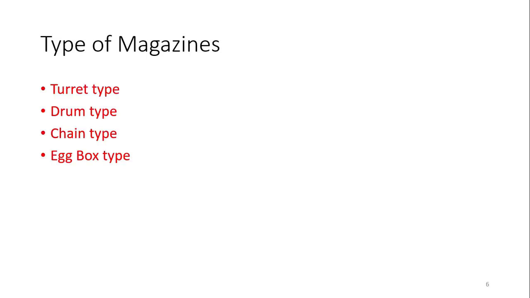Then we have the types of magazine. These are the 4 types of magazine that we are using nowadays in CNC machines. Depending upon the size and the operations, their capacity to store tools differs between types.